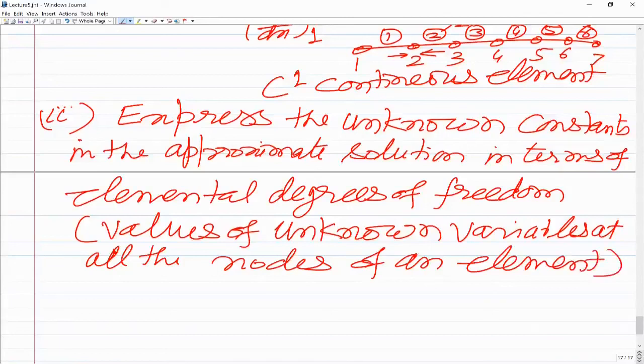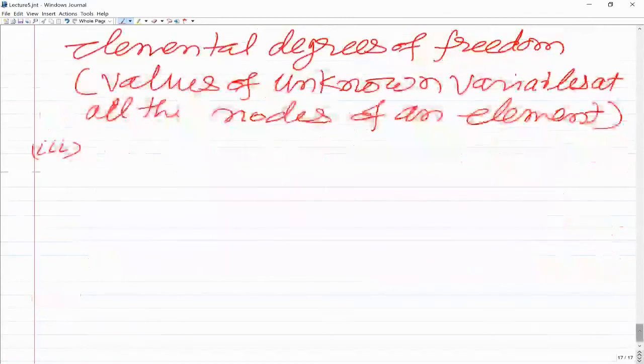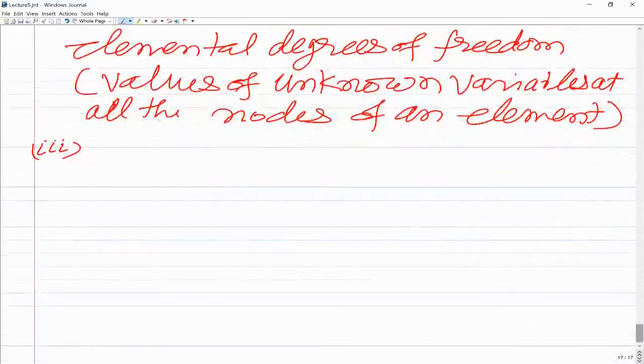So this is the second step, and the final and last step in the development of element level governing equations is that we substitute this approximate solution in the weak form or the integral functional, and then we do the integration or the minimization of the integral functional, and we obtain what are known as the element level governing equations.